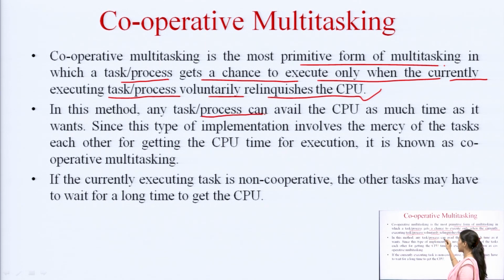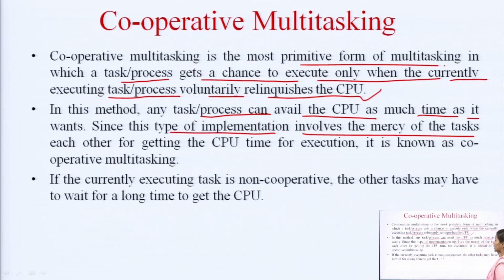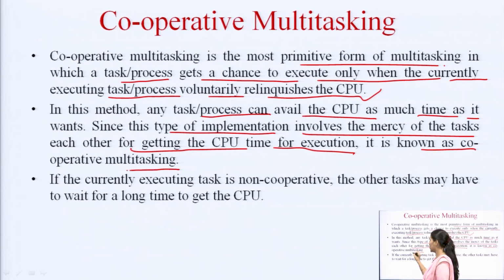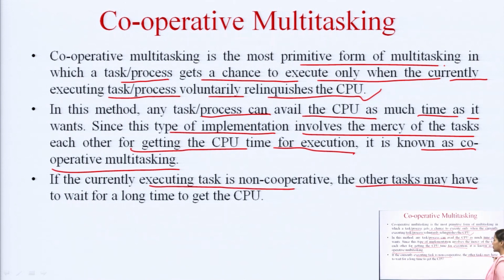In this method, any task or process can avail the CPU for as much time as it wants. There is no limit on the time, so the CPU can be free only if the task wants to let it be free. Since this type of implementation involves the mercy of the tasks toward each other for getting CPU time for execution, it is known as cooperative multitasking. So, if some task is non-cooperative, then the CPU cannot be used by other tasks. If the currently executing task is non-cooperative, the other tasks may have to wait a long time to get the CPU. So, this is not an efficient system, because one task will keep the CPU in its hold, and all other tasks will keep waiting for the CPU. So, this is not an efficient multitasking scheme.